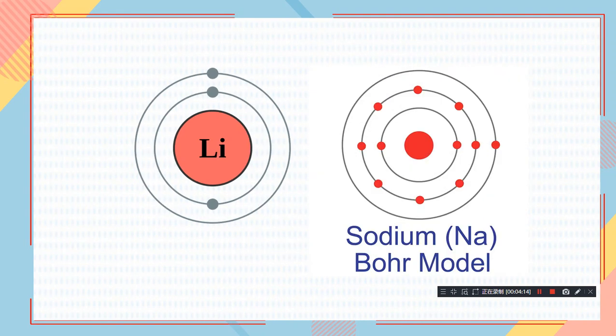Let's compare sodium and lithium. Lithium has one electron shell, but sodium has two. So sodium has bigger repulsion between the inner and outer electrons. So lithium has the bigger first ionization energy, because it's more difficult to remove the valence electron in lithium.